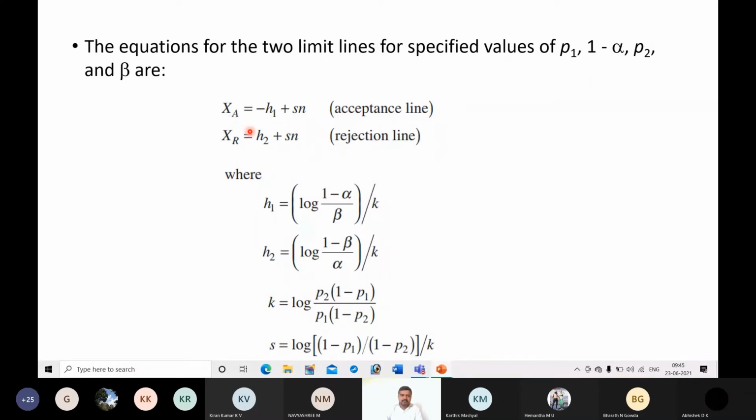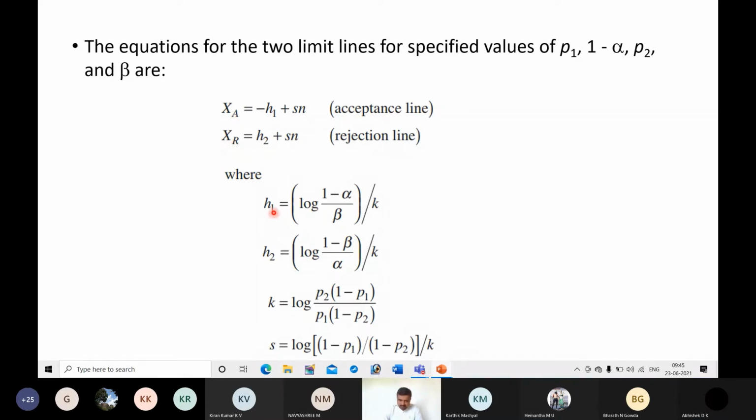The acceptance line is given by this equation, XA is equal to minus H1 plus Sn. This is the acceptance line, and XR is equal to H2 plus Sn is the rejection line. If we know the H1, S and N values, we will substitute these values. You can see we are going to get XA and XR points depending on the value of N. For 10 it is a different point, for 20 it is a different point, for 30 it is a different point. Then we will connect them and we will get a line. So that is XA and XR.